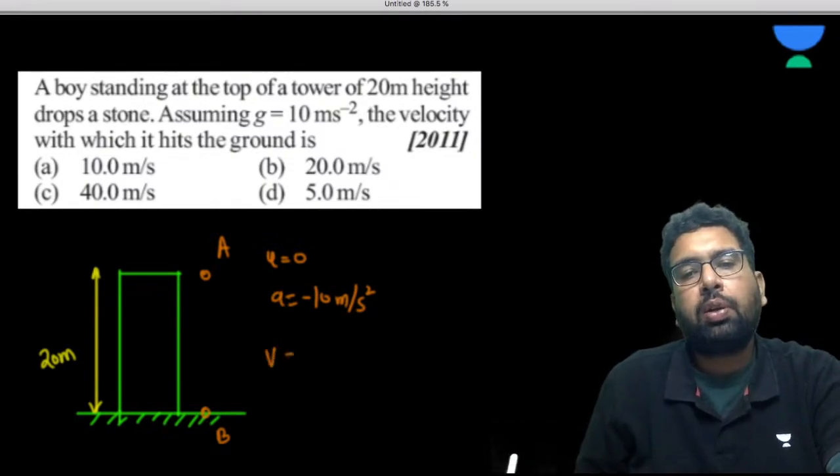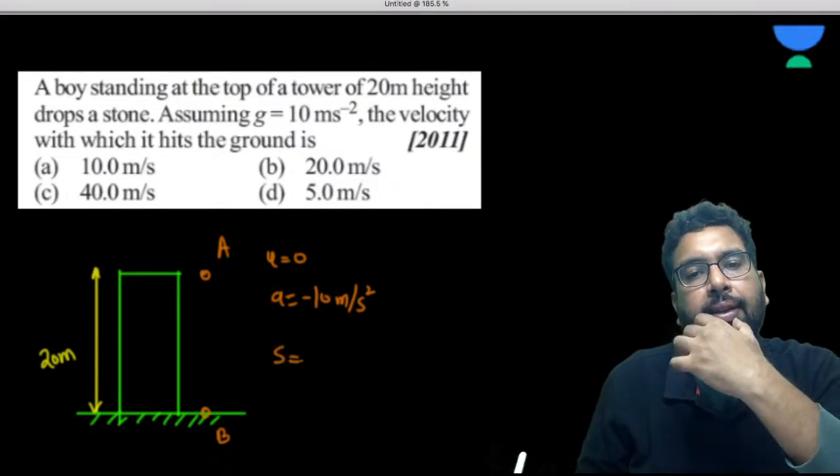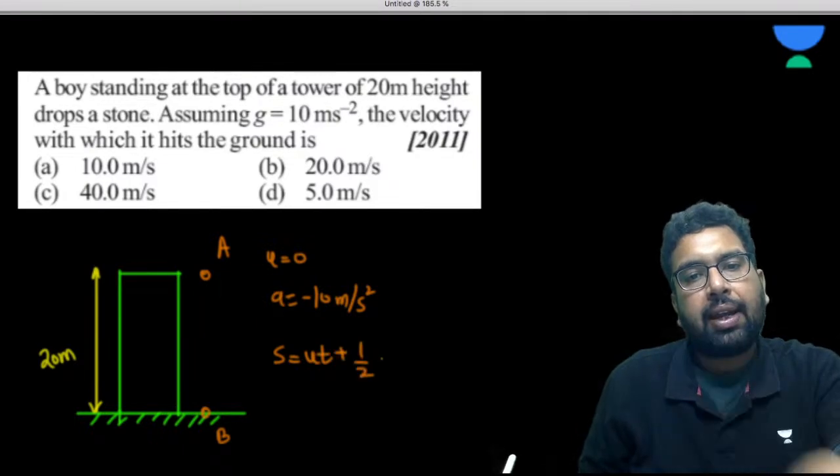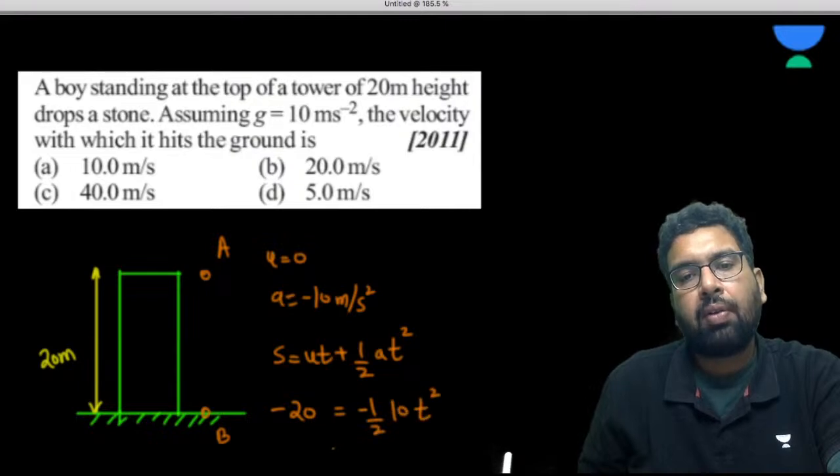So we know v is equal to u plus at. What is going to be the final velocity? It is going to be v and u is 0, a is minus 10 and t is, oh, the height is given, time is not given. So we are going to use s is equal to ut plus half a t square. u is equal to 0, s is equal to minus 20. This is going to be minus half into 10 t square.